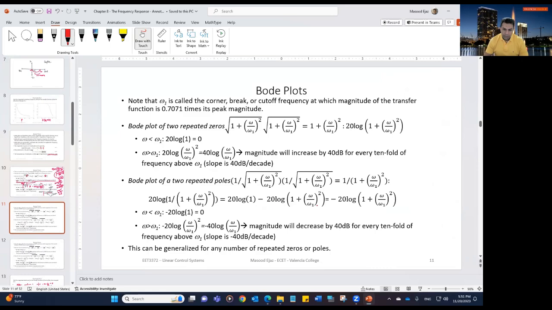If you have repeated poles or repeated zeros, then for zeros it increases by the repetition of the root, and we're talking about real roots here, times 20 log of omega over omega 1. For poles, it is the negative of the repetition times 20 log of omega over omega 1. So the slope of the line changes by the repetition times 20. If the repetition is 2, it becomes 40 decibels per decade, 3 is going to become 60 decibels per decade, and so on and so forth.